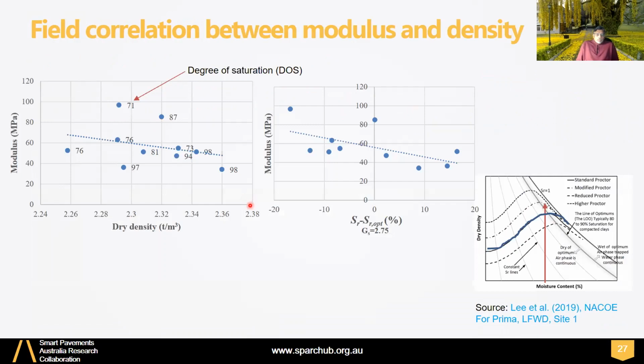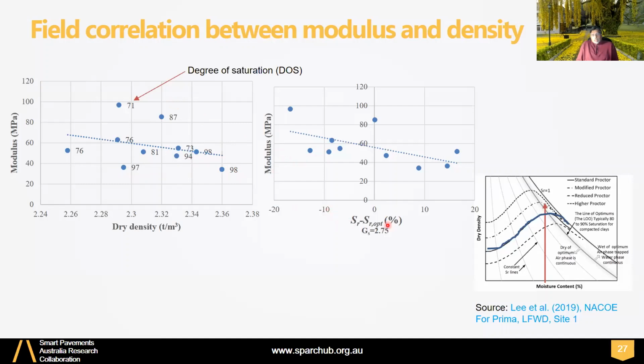This is a field data set taken out of the Lee et al. report in the NACO project for the PRIMA FWD test for site 1. So you can see modulus against density, they have a bit of a negative correlation, right? So I have also plotted the degree of saturation values estimated. And you can see these low values are all high degree of saturation, 97, 94, 98, 98. So you can even draw a line. So if you ignore that, you might even get a positive correlation. So there is more work to be done on that topic.